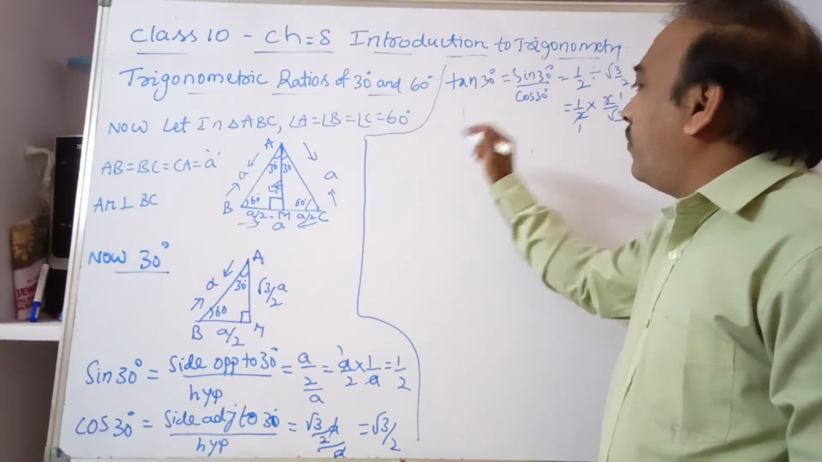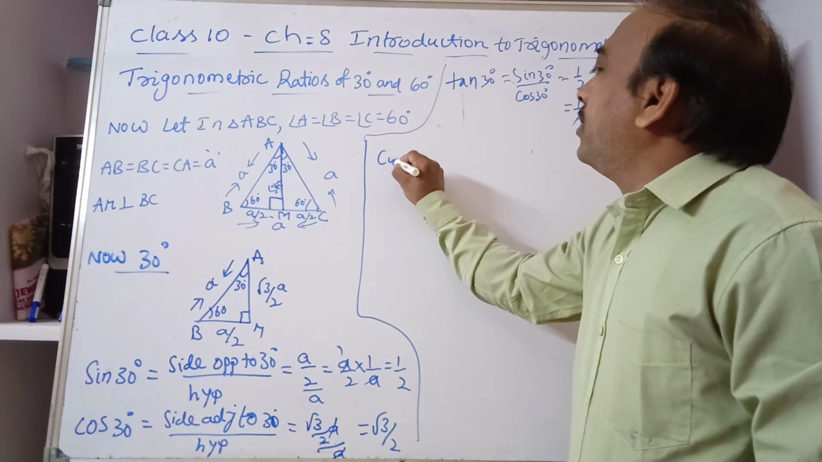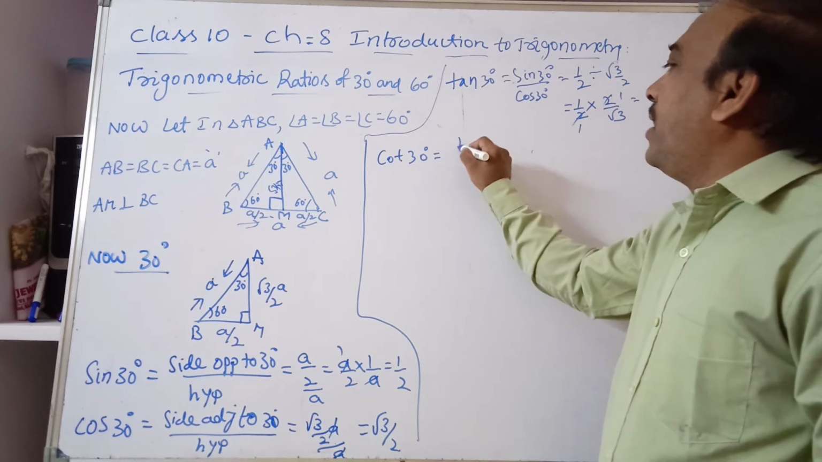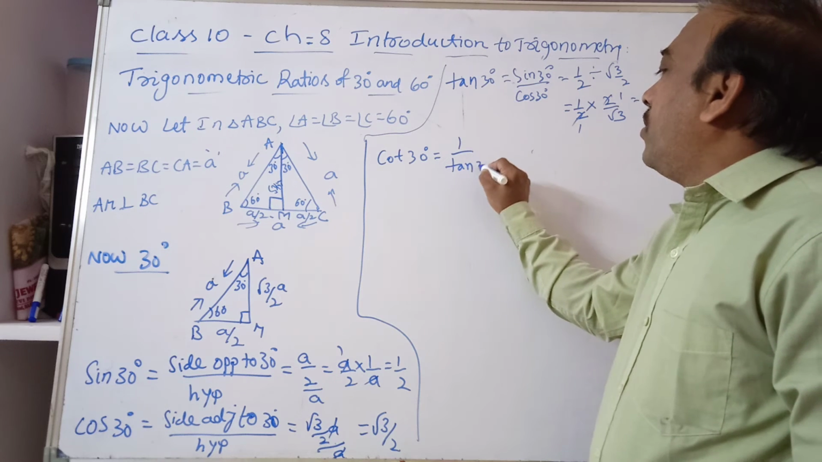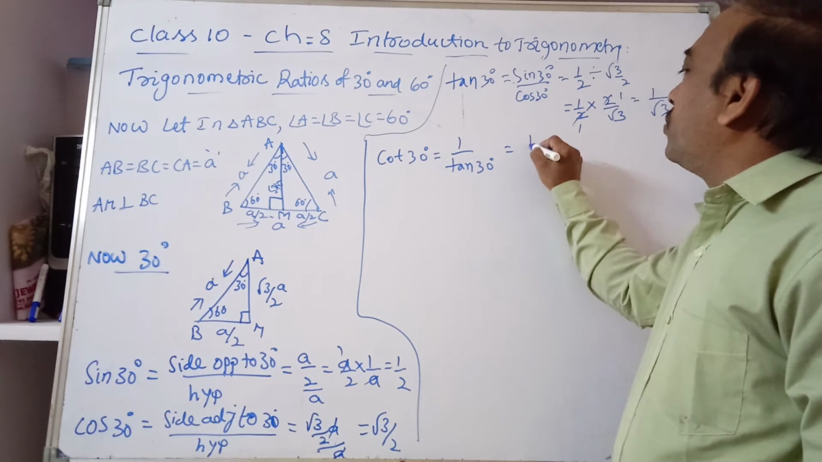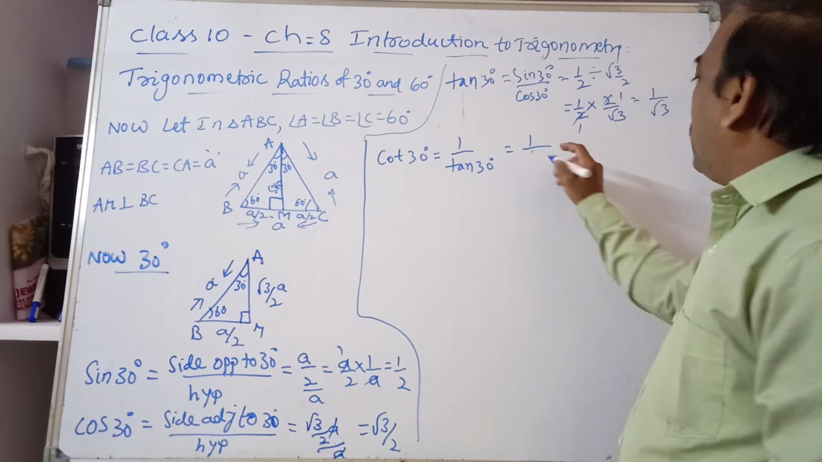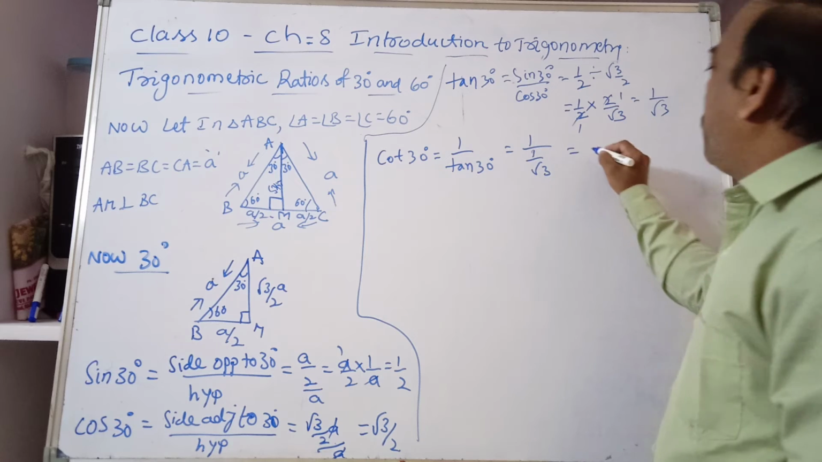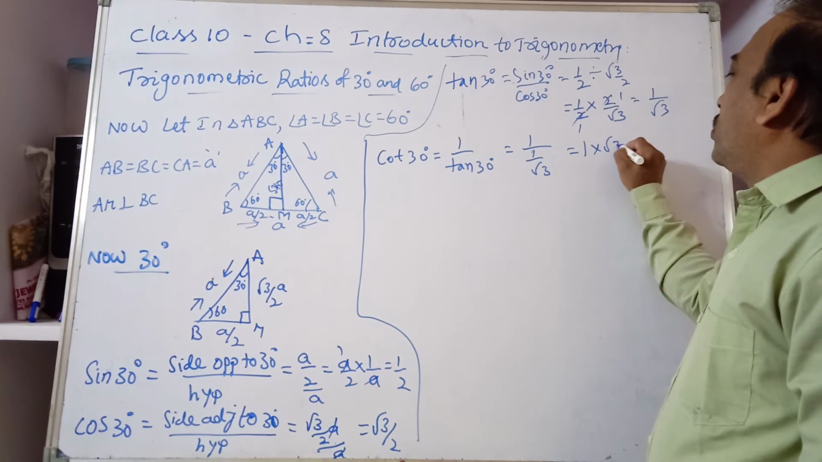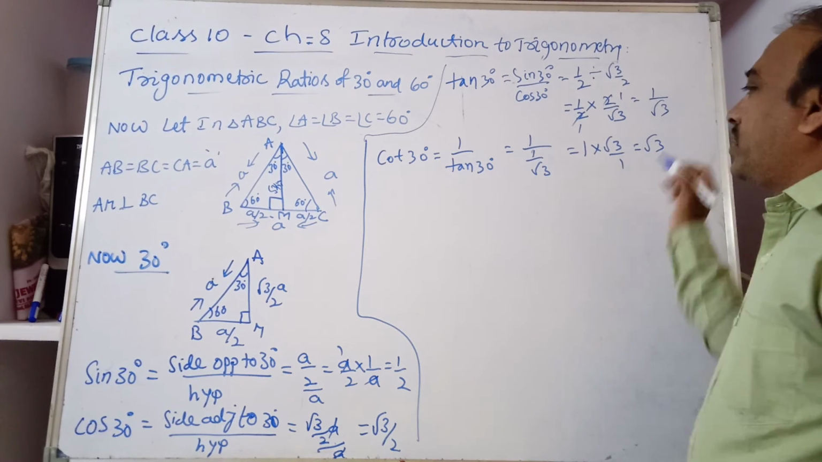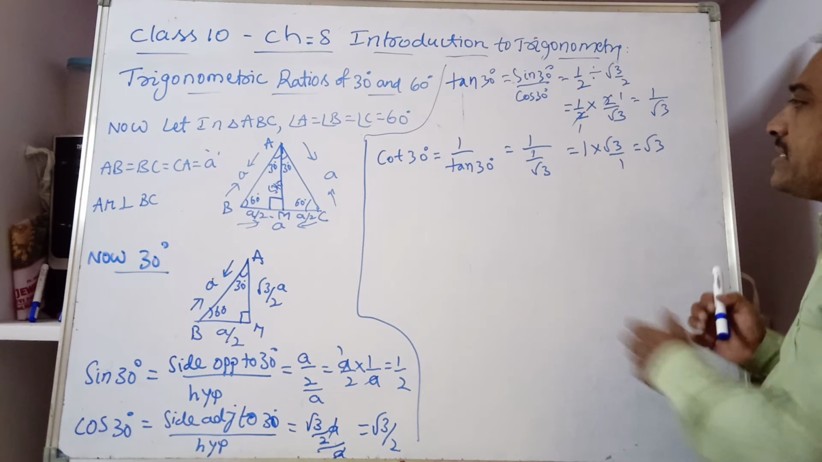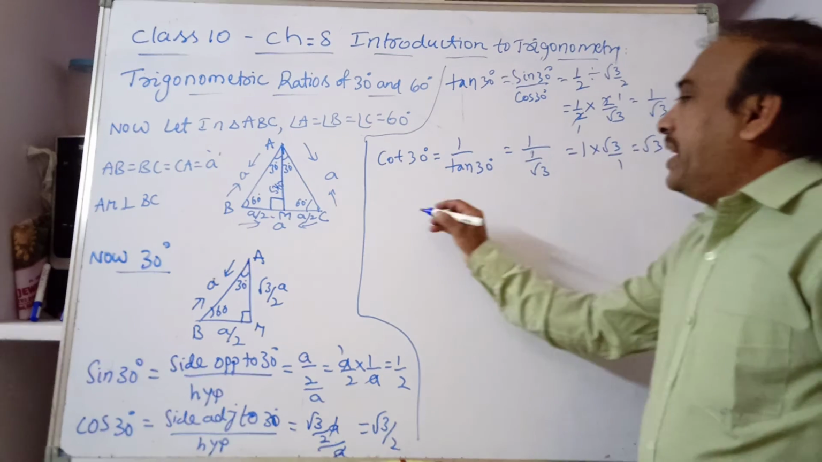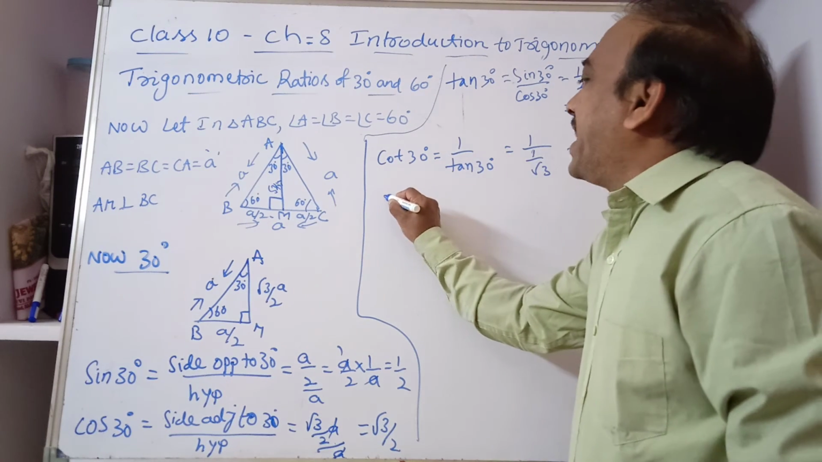Tan is over. Now we see for cot. Cot 30 degrees is equal to, cot is the reciprocal of tan. So 1 by tan 30, and the tan 30 value we got as 1 by root 3. Then the reciprocal, 1 into root 3 by 1, is equal to root 3. So cot 30 degrees is equal to root 3. Next, after cot 30, secant.